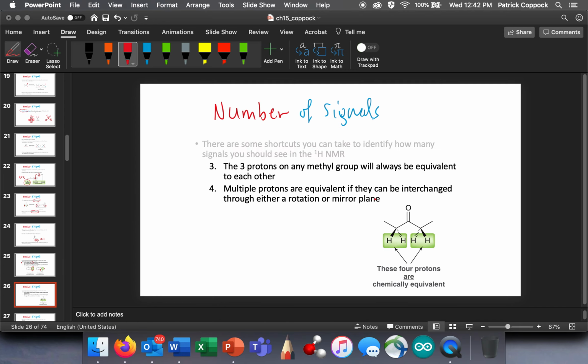Okay, so let's do another one. The three protons on any methyl group will be equivalent to each other always, because there's rotation about the axis of the methyl group. And then multiple protons are equivalent if they can be interchanged with each other through a rotation or a mirror plane. So you can see that we can rotate that molecule and turn it around. So all four of these are chemically equivalent, and they're all going to give rise to the same signal.